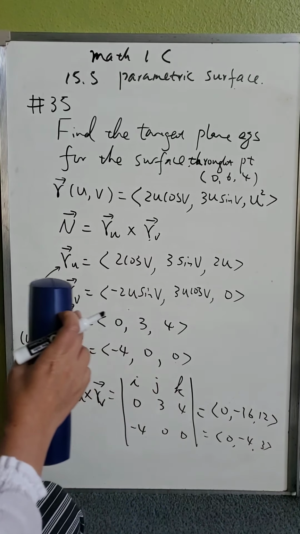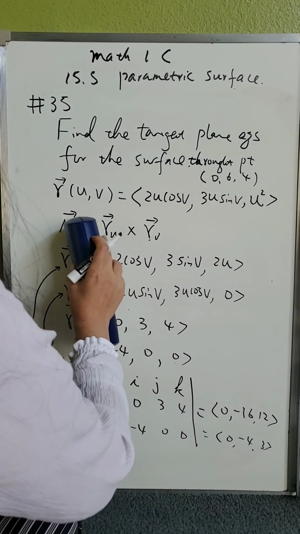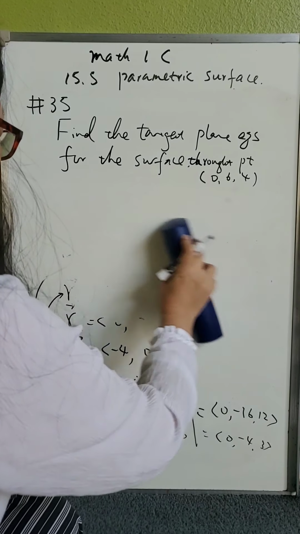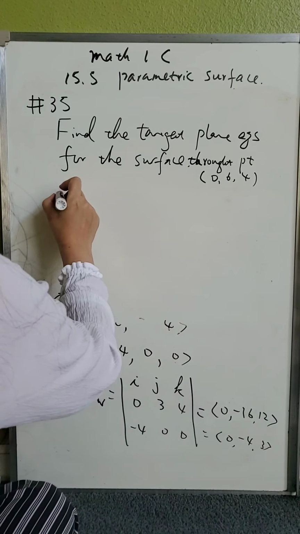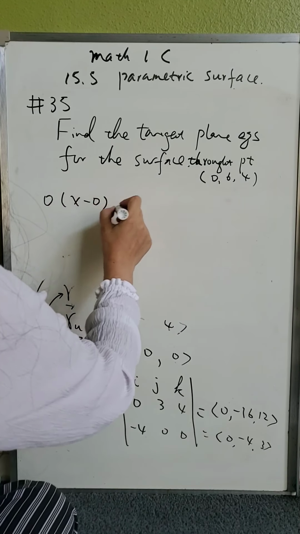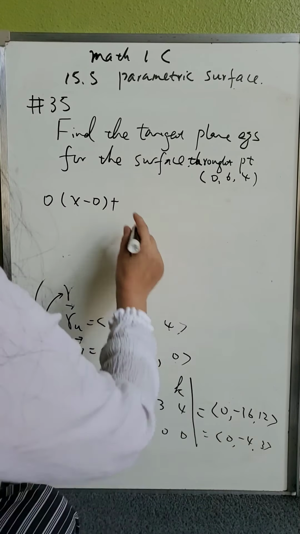And now we're going to put it into the equation for the tangent plane. So I'm going to erase that. This is my vector here, so 0 times x minus 0, plus negative 4 times y minus 6, plus 3 times z minus 4 equals 0. And you simplify it, it comes out to 4y minus 3z equals 12.